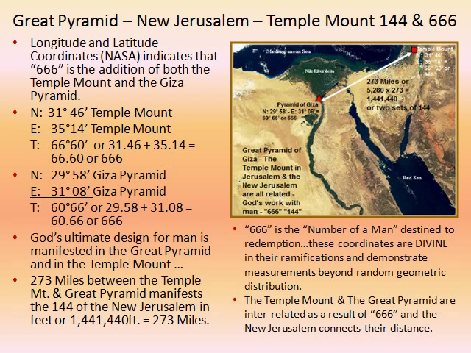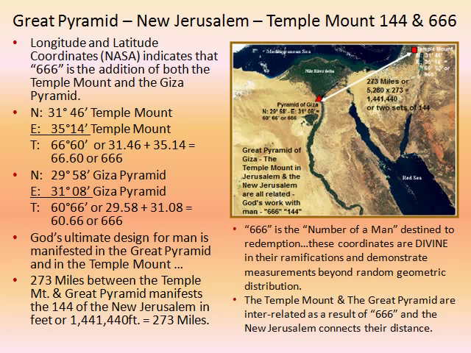Giza Pyramid's coordinates are north 29 degrees and 58 minutes, east 31 degrees and 8 minutes, for a total of 60 degrees 66 minutes, or 29.58 plus 31.08 equals 60.66, or, if you would, 666. God's ultimate design for man is manifested in the coordinates of the Great Pyramid and in the Temple Mount.